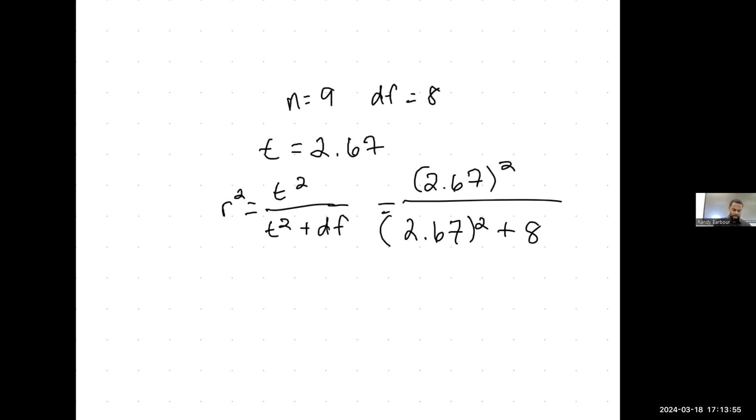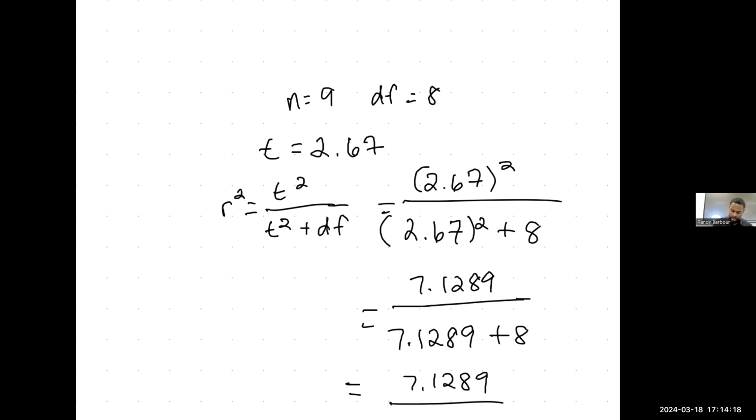So 2.67 squared, excuse me, is 7.1289. Since I know that's the same thing, it'll be 7.1289 plus 8, which is 7.1289 over 15.1289. So 7.1289 divided by 15.1289 equals 0.47. Okay, so we saw that with the convention.